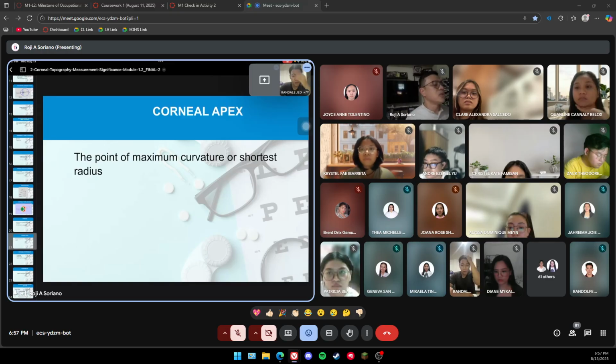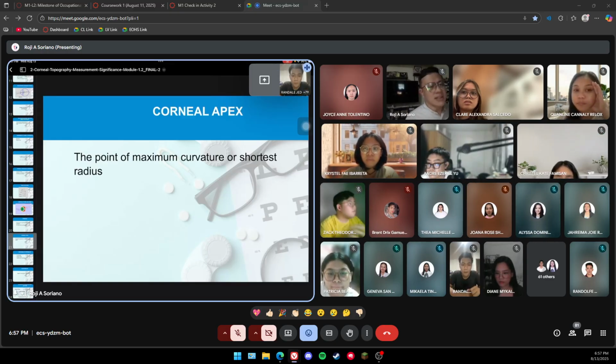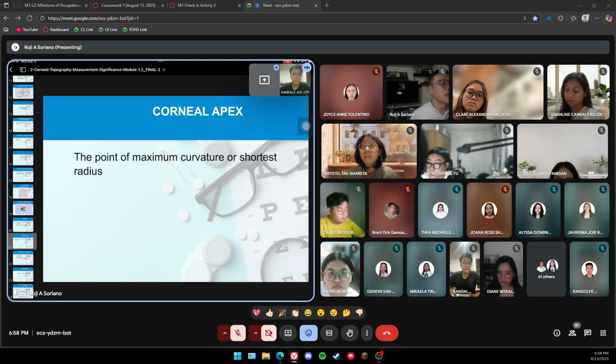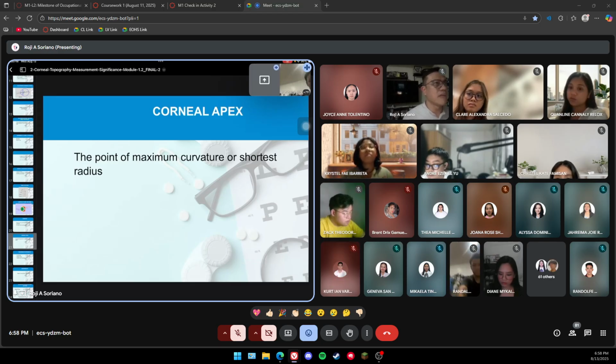All right. So, where is it flattest? It's the periphery. Where is it more curved? It's your apex, correct? Which is the shortest radius. That's why, remember, in radius of curvature, the lesser the value, the more curved it is, correct? The greater the value, the flatter it is, correct?